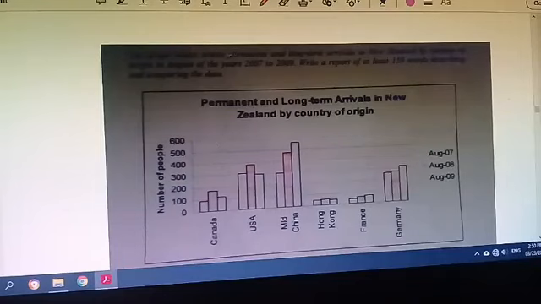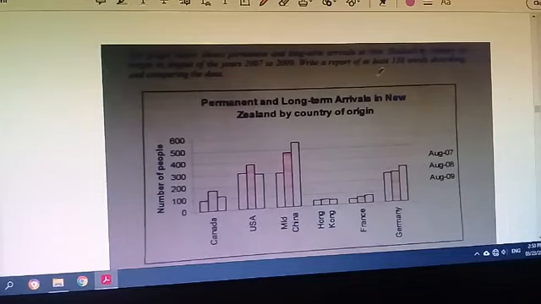The graph below shows permanent and long-term arrivals in New Zealand by country of origin. I have already told you, when you practice, read the question first. When you write a graph answer, read the question very carefully so that you can understand what the topic is and what you are going to describe. Here the question is: the graph below shows permanent and long-term arrivals in New Zealand by country of origin in August of the years 2007 to 2009.